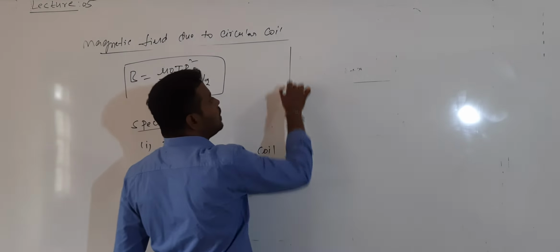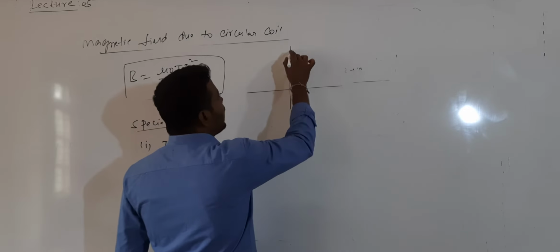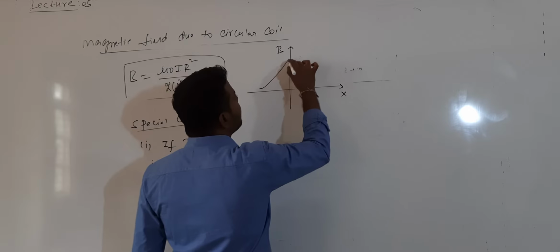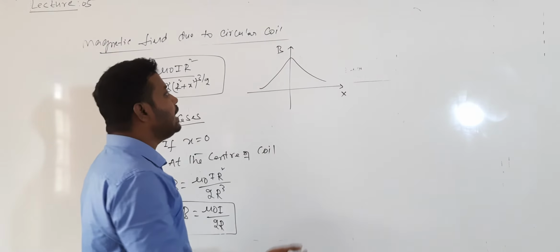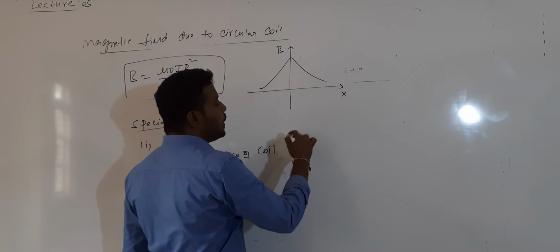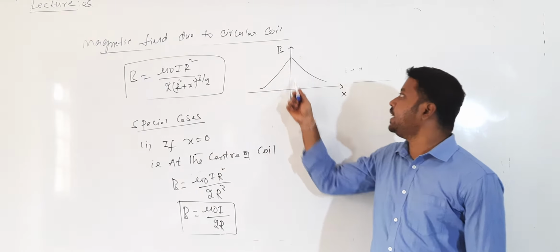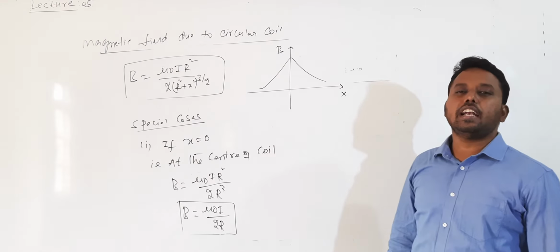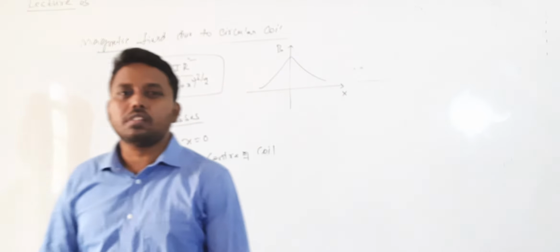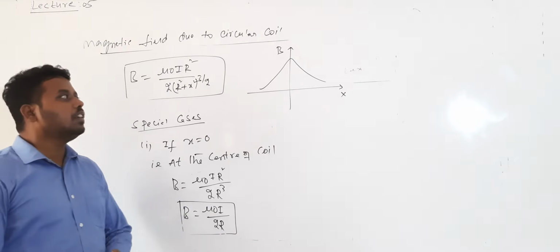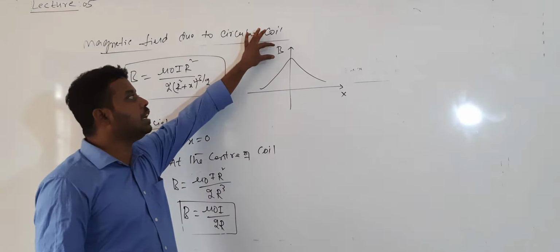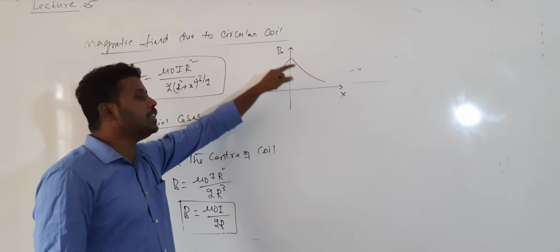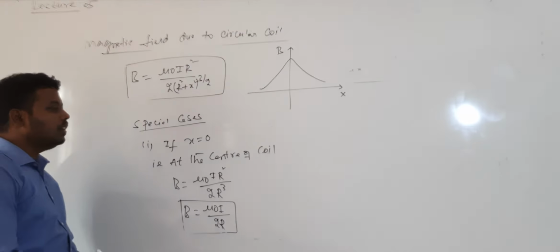If I plot the graph of the variation of magnetic field with distance, the magnetic field is maximum at the center, where x is 0. When I go to either side, left or right, the magnetic field induction decreases. This is the graphical representation of how the magnetic field due to a circular coil varies with distance. Is this point clear?